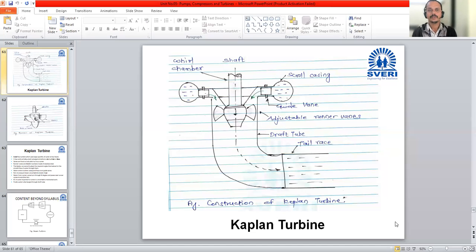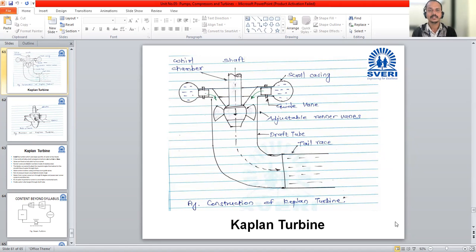So these four devices are power absorbing devices. It means to run these devices or to make these devices function, they need energy, and they absorb energy. For that, we can say these devices are power absorbing devices.